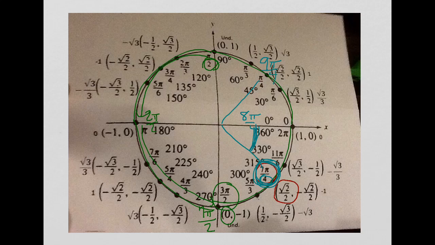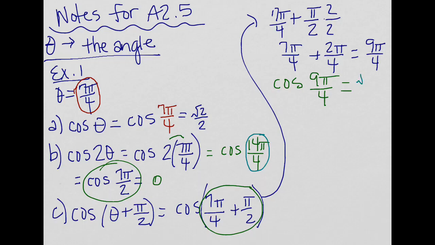Okay, so 9 pi over 4, what am I looking for? Cosine of 9 pi over 4? Square root of 2 over 2. So I go back. This would be square root of 2 over 2. Okay, that should help you with pretty much the first part of that assignment, 1 through 3.